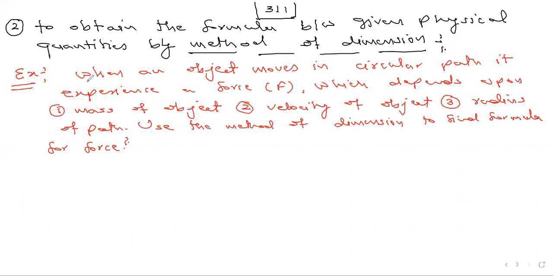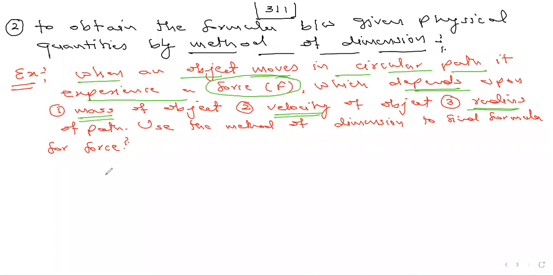You see what it is saying: an object is moving in a circular path, experiences a force F, which depends upon mass, velocity, and the radius. Here you see the meaning of the dependency. F proportional to M, F proportional to V, F proportional to R. But you see the dependency in what way is missing.